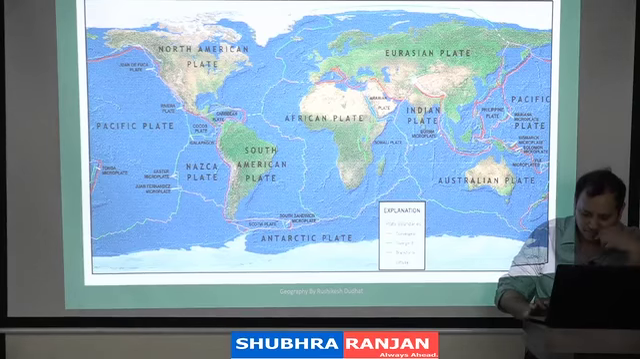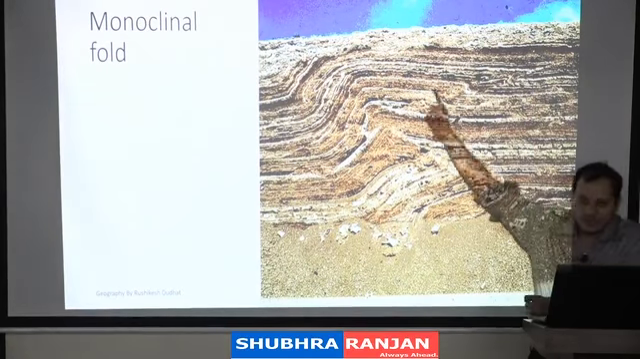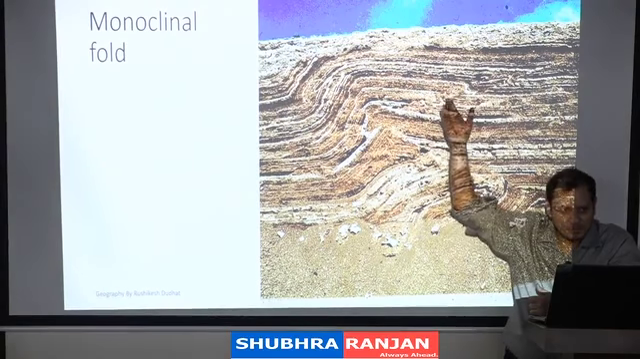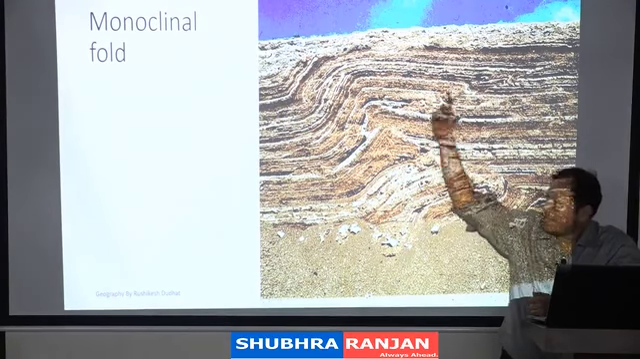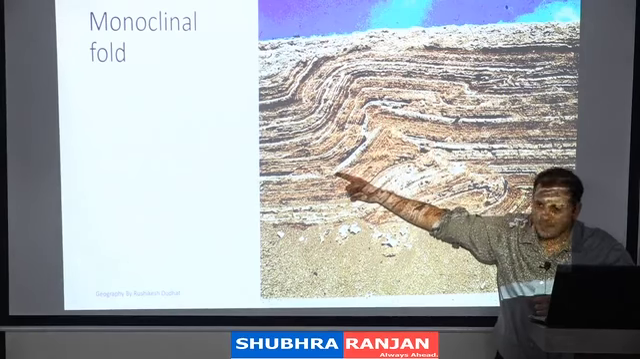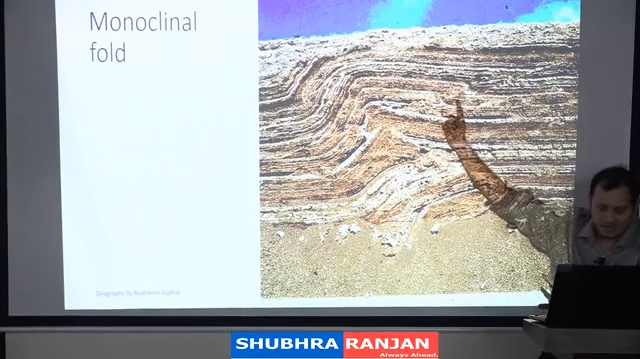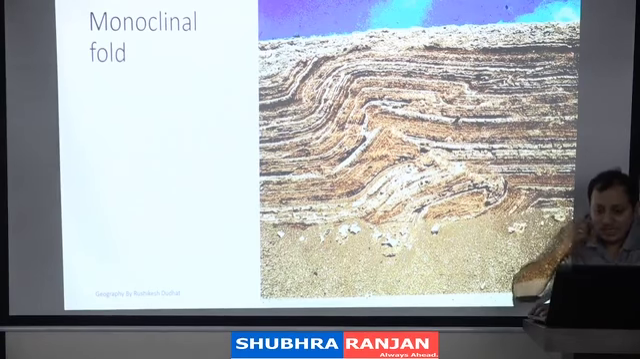is inclined. So this is how the monoclinal fold looks in nature. जब आप mountains को break करोगे तो you will find this is a monoclinal fold. One limb is inclined steeply while the other may not be inclined. Getting it?